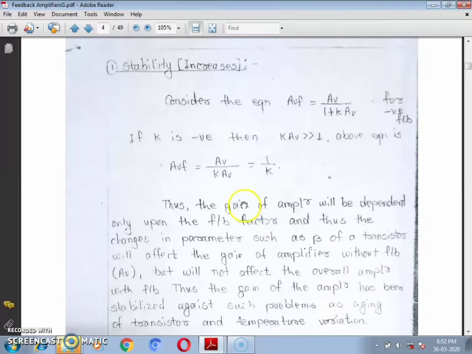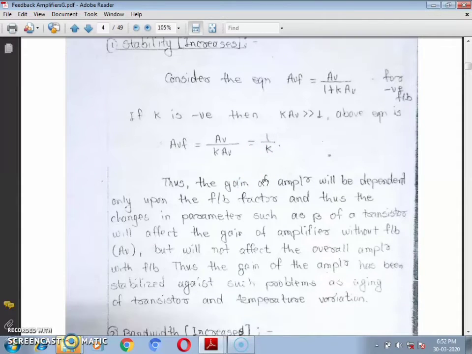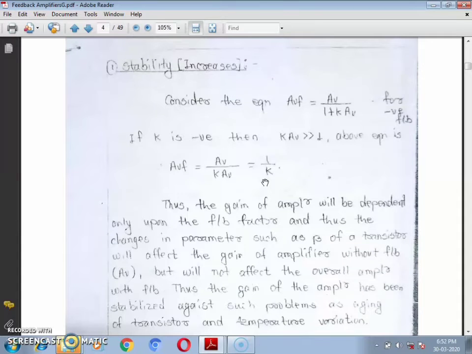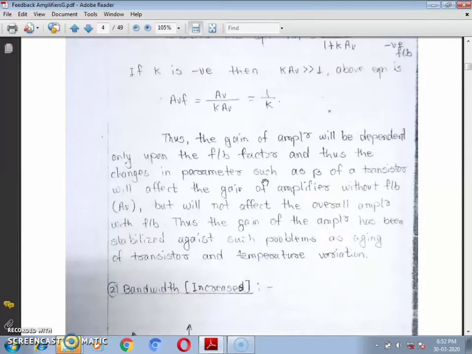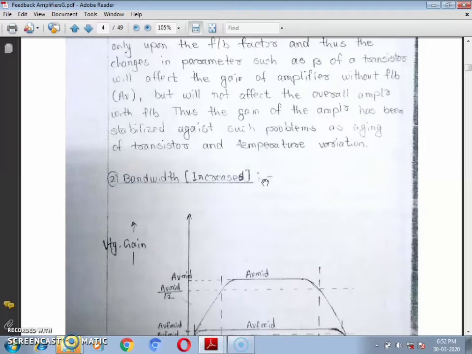or the beta of the transistor. It simply depends on the gain of the feedback network. Thus the stability of the system is decided only by the gain of the feedback network. The second is the bandwidth. So here bandwidth is improved.